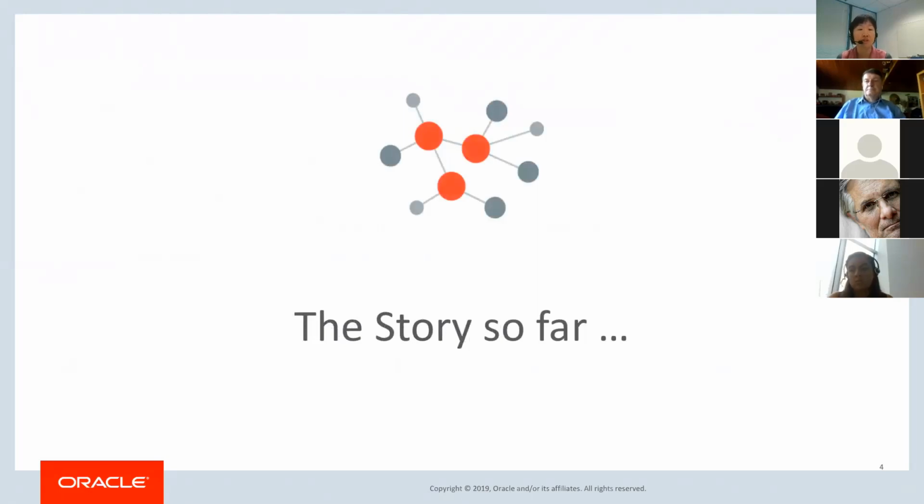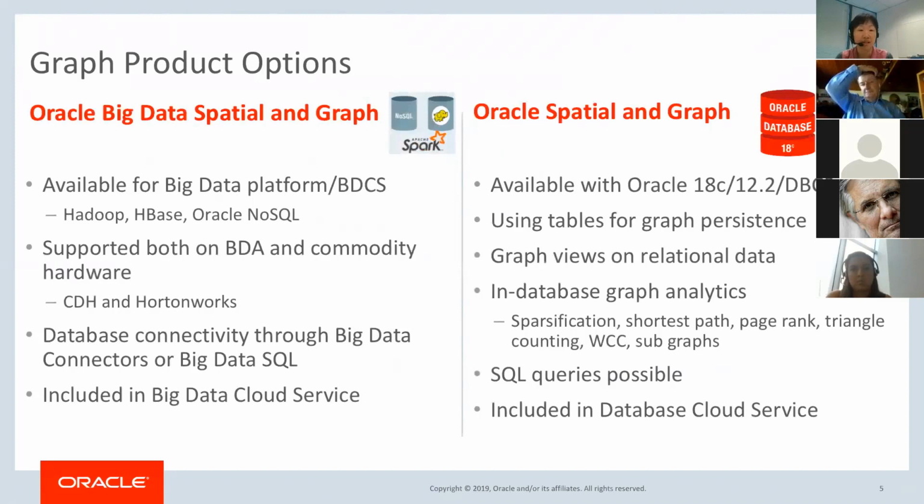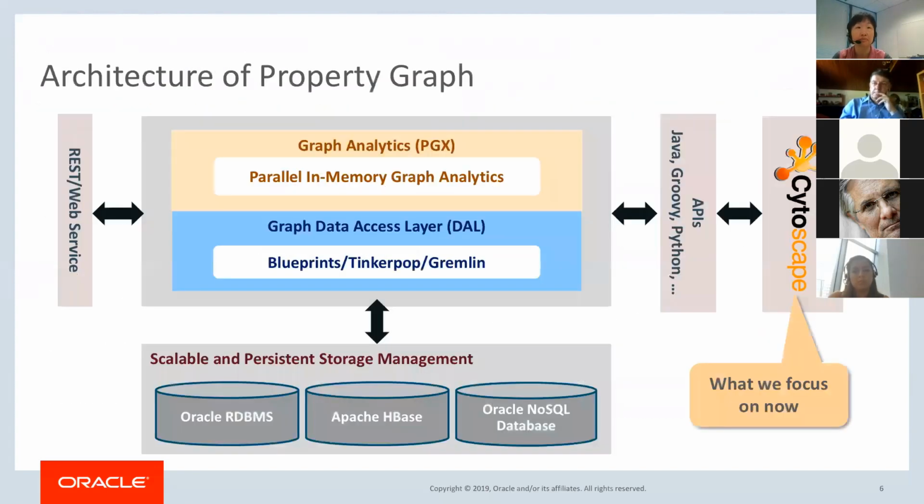Just to recap the story so far, a very brief recap of our last sessions. Again, check out the video recordings if you did miss any of those. Oracle does offer two software products supporting graph data management technologies. On the left, we have Big Data Spatial and Graph to manage graphs in a big data environment, such as Hadoop, NoSQL, or HBase. And on the right, Oracle Spatial and Graph is the set of technologies for graphs in relational databases. Both of these products are available both on-prem and in the cloud. Our AskTOM series focuses largely on database technologies, but many of these property graph features are also available on big data platforms as well.